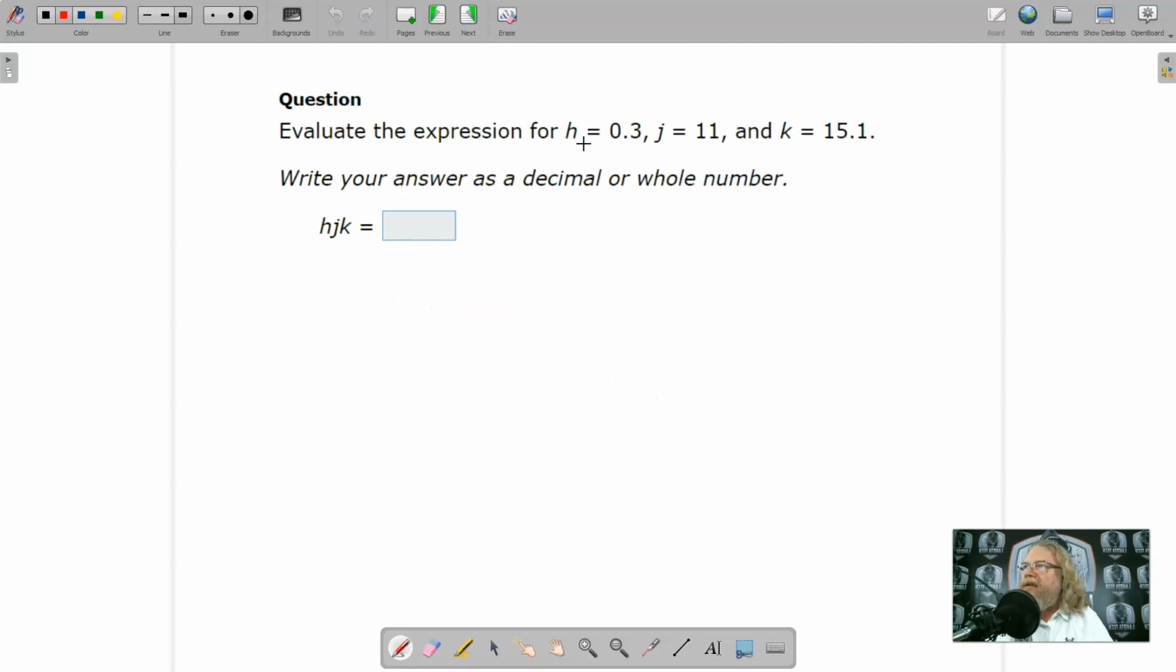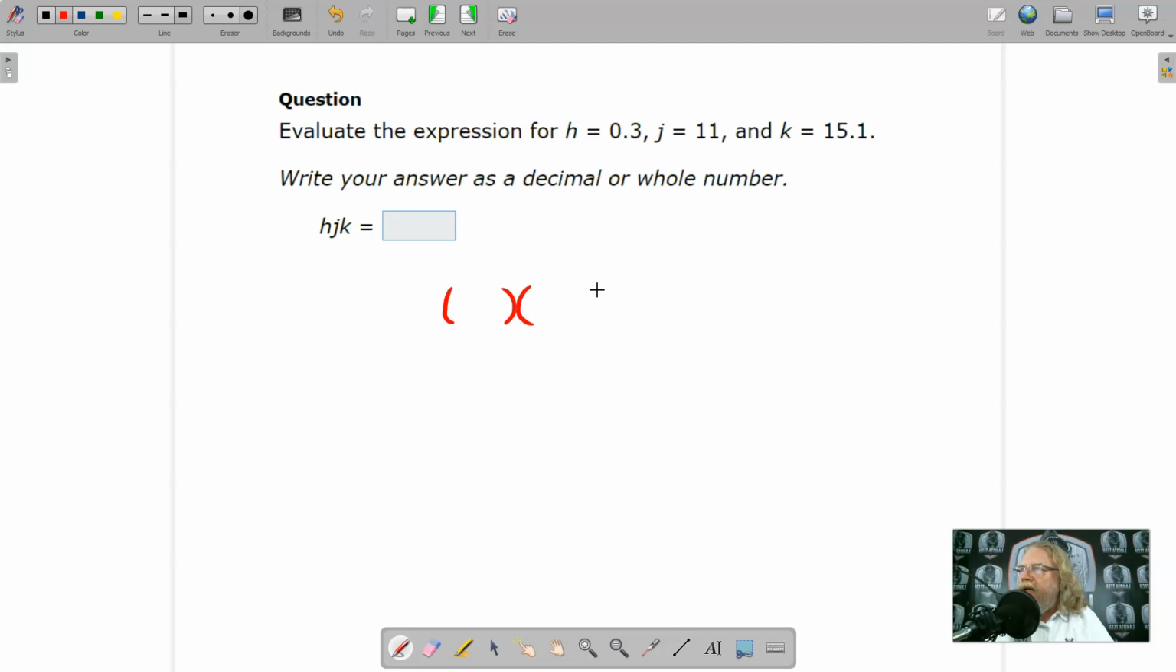Evaluate the expression for h equals 0.3, j equals 11, and k equals 15.1. Well, once we get to decimals, we could do it by hand, but if you'd like, feel free to use a calculator. The idea here is to understand the process of substituting and then simplifying in order to evaluate the algebraic expression. So I'm going to go ahead and rewrite all of these in parentheses.